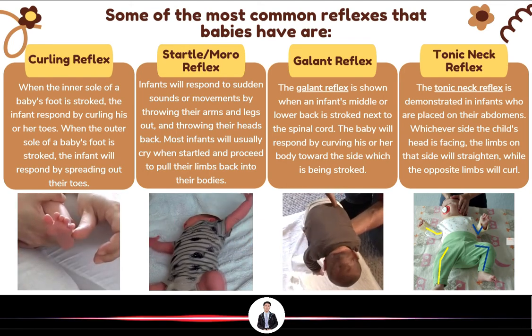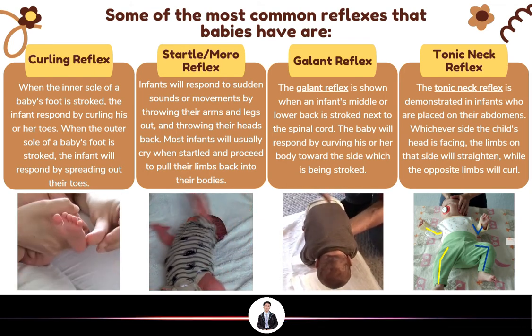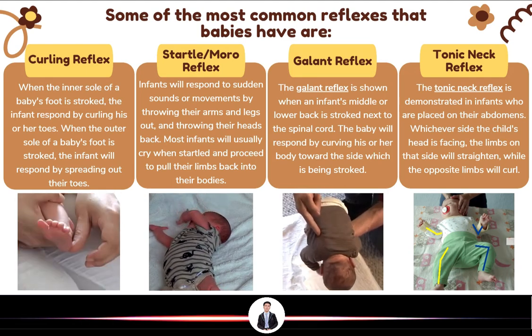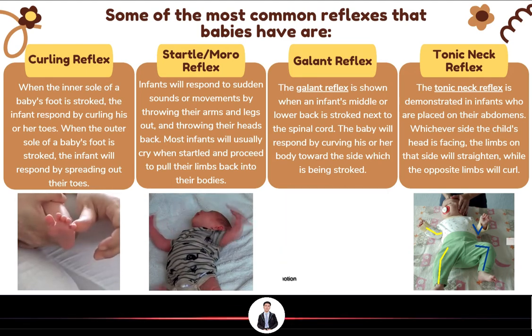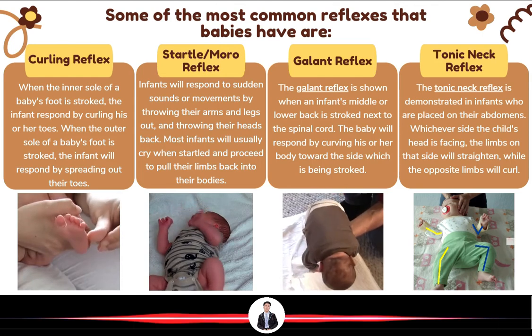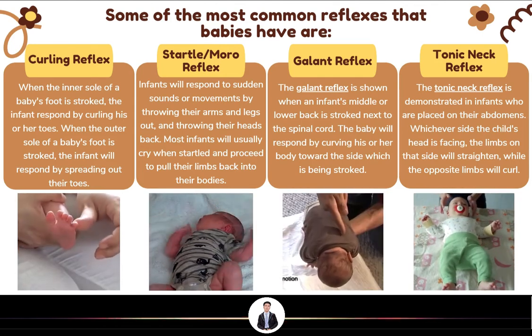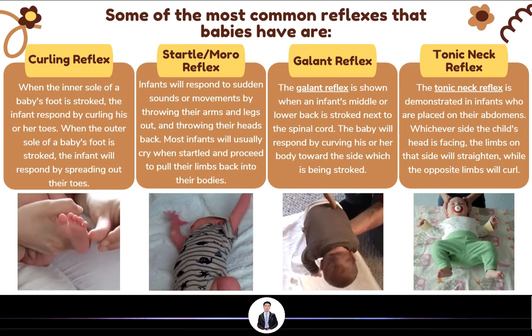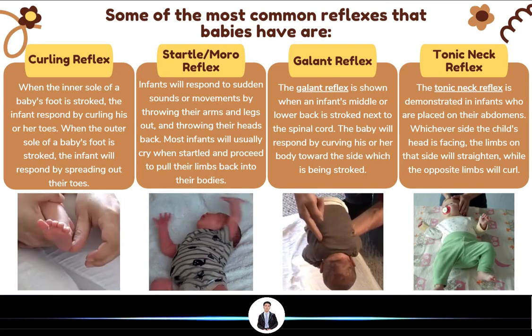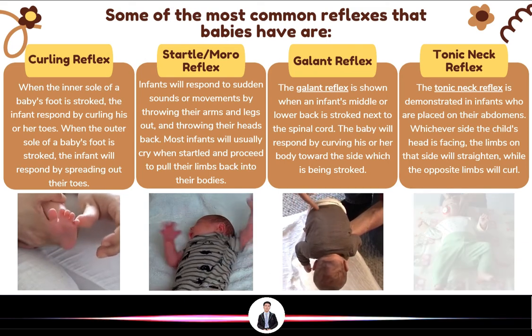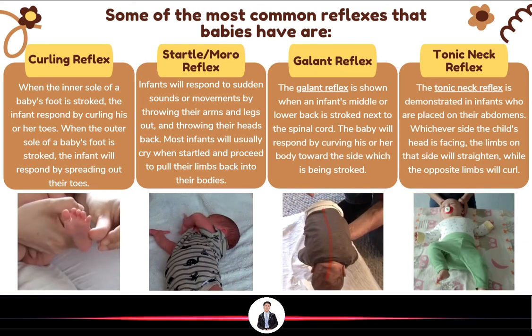Okay, so startle or Moro reflex. Infants will respond to sudden sounds or movements by throwing their arms and legs out and throwing their heads back. Most infants will usually cry when startled and proceed to pull their limbs back into their bodies. I guess it's pretty normal for babies to just cry. Probably they're very scared. That's a defense mechanism, by the way.